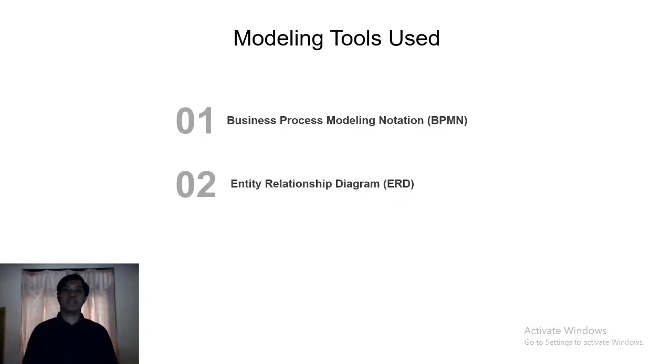Next is modeling tools used. Okay, in modeling tools used, we use two models. There are business process modeling notation or BPMN and entity relationship diagram or ERD. Business process modeling notation or BPMN is used to create business processes. Entity relationship diagram or ERD shows the relationship between data and tables in a database.